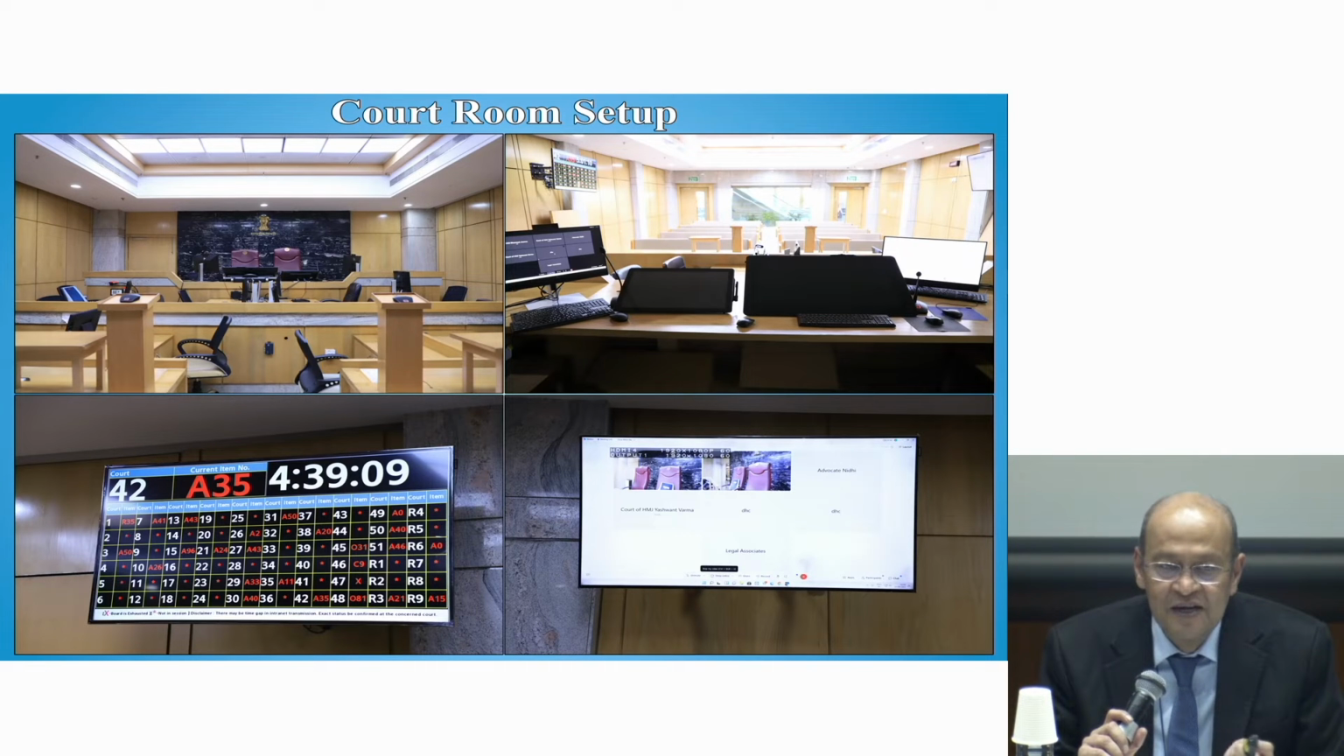This would be a normal setup in any court, with the first photograph on your left showing how the advocate would be seeing or viewing the judges. The second on the top right shows the view from the judge's chair.